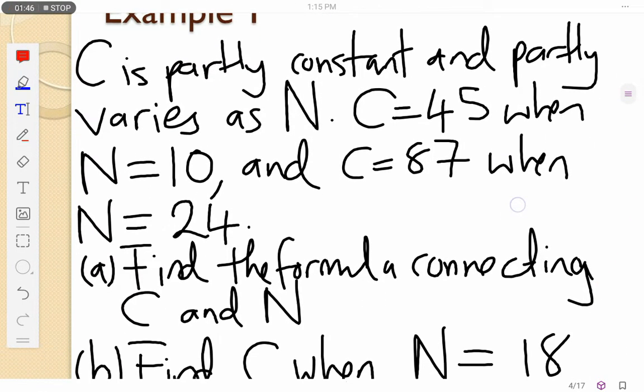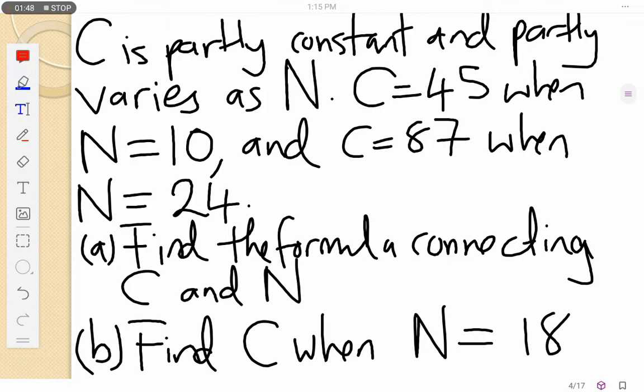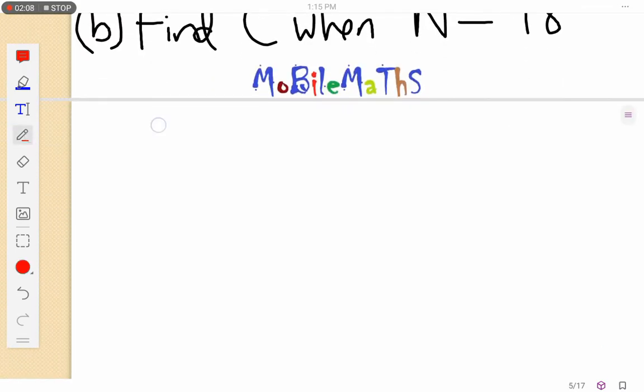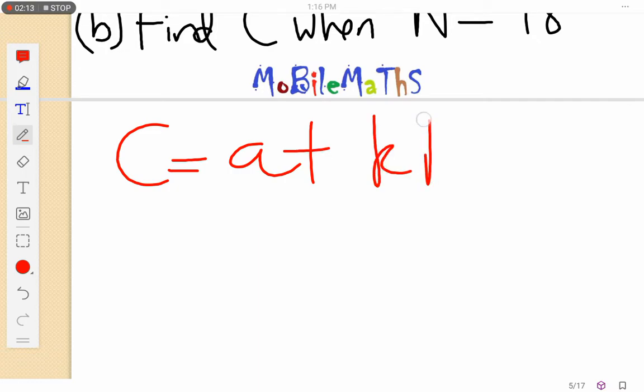Okay, so here I've got C is partly constant and partly varies. So whenever you have something like partly constant and partly varies with, automatically you should think of the hotel example that I just gave you. So we can write this as C is equal to A plus KN.